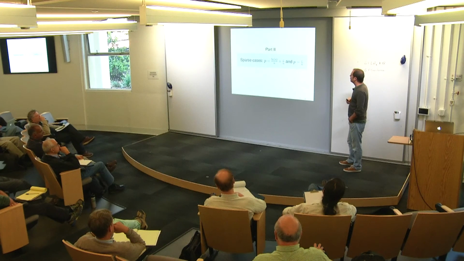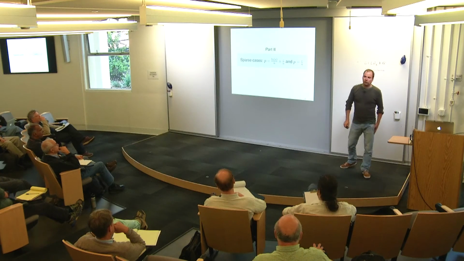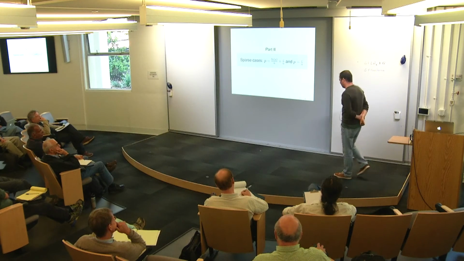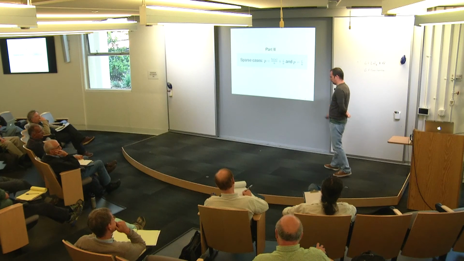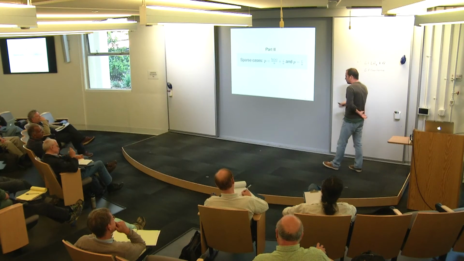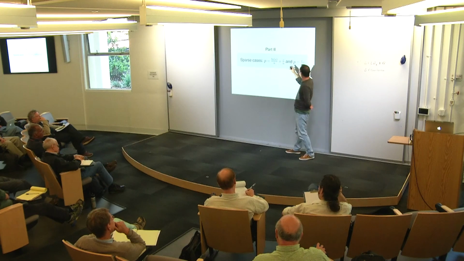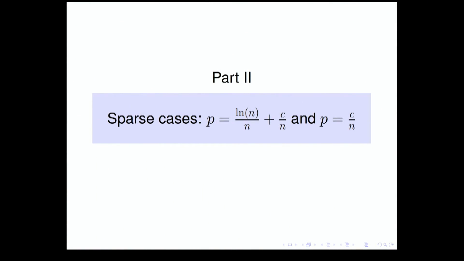All right. Okay, so now I want to talk about the sparse case. So this was the random graph with constant edge probability, and this was the case that Gilbert was interested in. And here I want to look at these two cases, which are by far some of the most studied cases in random graph literature. This one in particular is the one studied by Erdos and Renyi in 1959, the first paper.